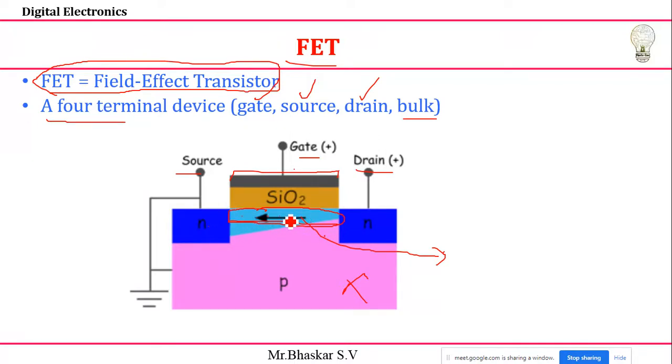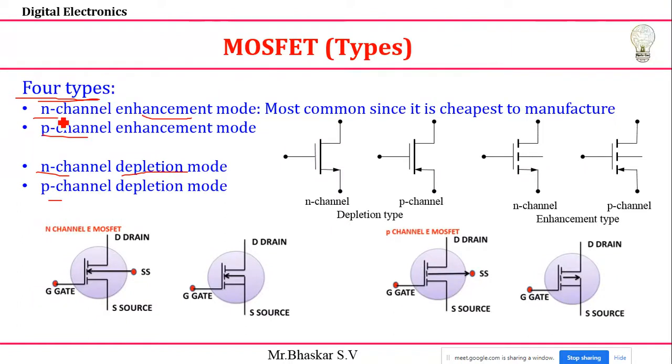If there is no layer between my source and the drain, initially it is empty, there is no connection between my source and drain, that type of MOSFET is called an enhancement mode MOSFET. So that's what we are going to classify here: N channel enhancement mode, P channel enhancement mode, N channel depletion mode, and P channel depletion mode. These are the four types of classification of MOSFETs.